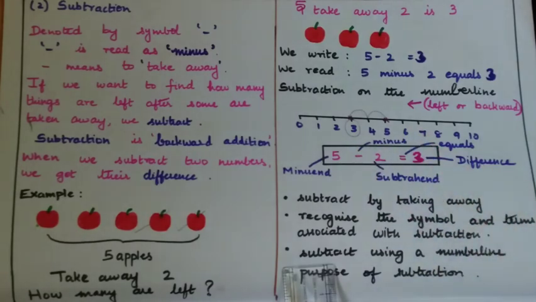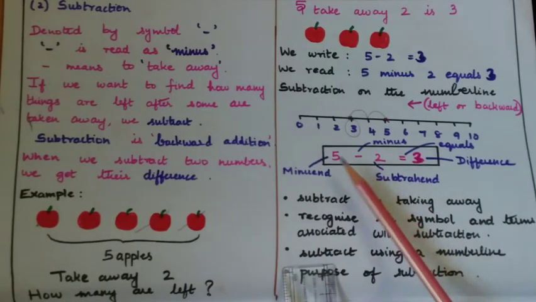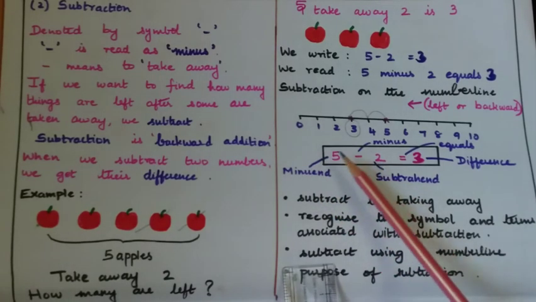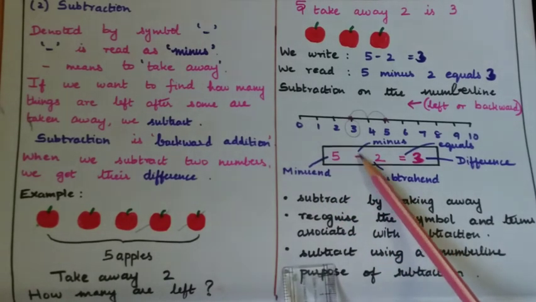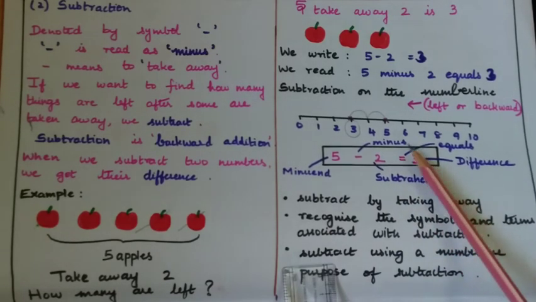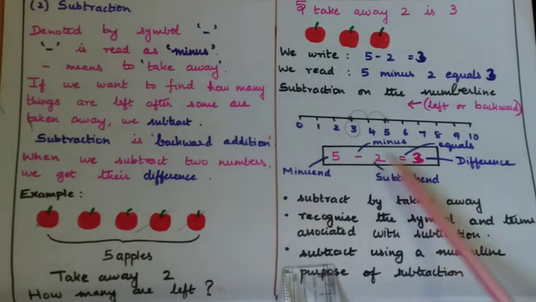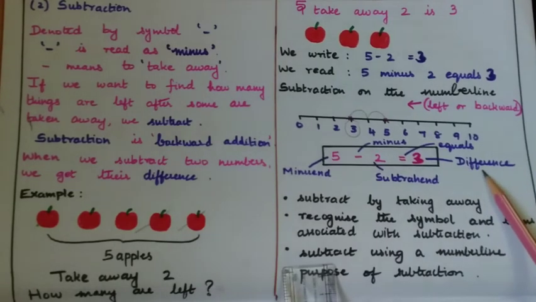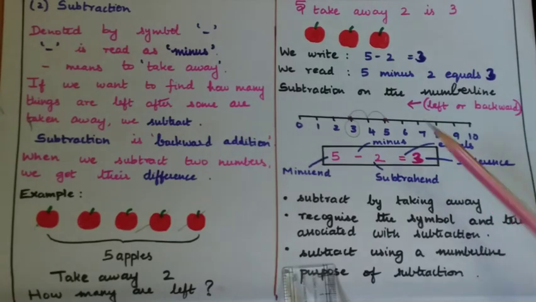Now let's make the kids clear with the terms associated with subtraction. The number being subtracted is called the subtrahend and the number it is subtracted from is called the minuend. So the child needs to be familiar with minuend and subtrahend. And the operator in between is called the minus and the two horizontal lines parallel to each other is equals. And the result obtained is called the difference. So these are the terms associated with subtraction.